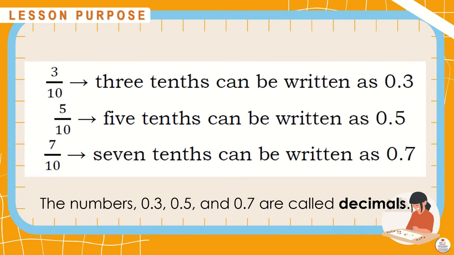3/10 can be written as 0.3. 5/10 can be written as 0.5. 7/10 can be written as 0.7.